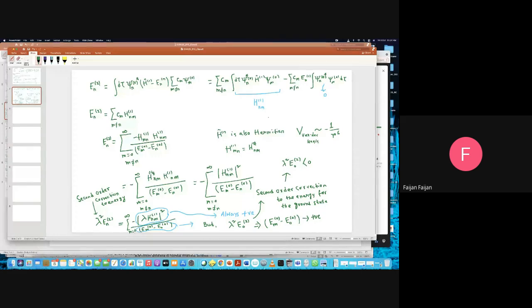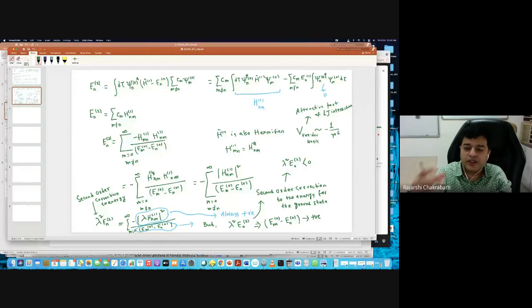Sir, I have a doubt. If we are considering two systems and both are in the same energy state, then n is going to equal m, and the energy correction will be infinity. Then how to define that? We have already said that n is not equal to m throughout our derivation.